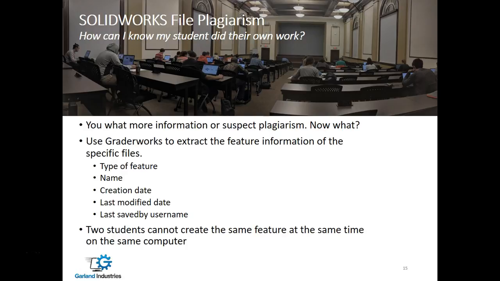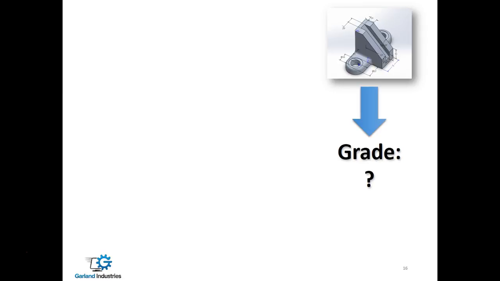And this is the ultimate check because 2 students cannot make the same features at the same time on the same computer. So by looking at that creation date for the features, that is the absolute check. Even if one student's computer is not working, you can't borrow someone else's computer while he's still working on it. The creation dates would be different for the features, unless of course it's plagiarized. So that's the plagiarism check. That's the first major use of Graderworks.